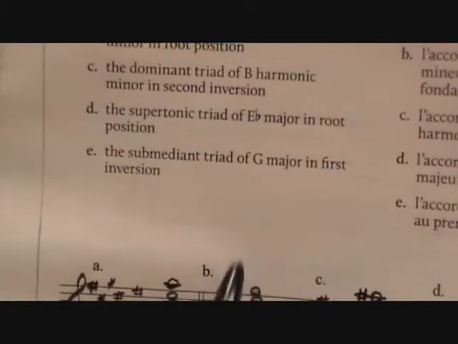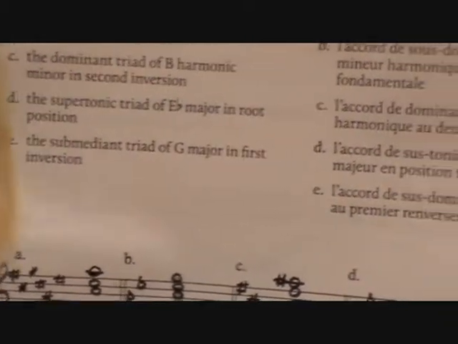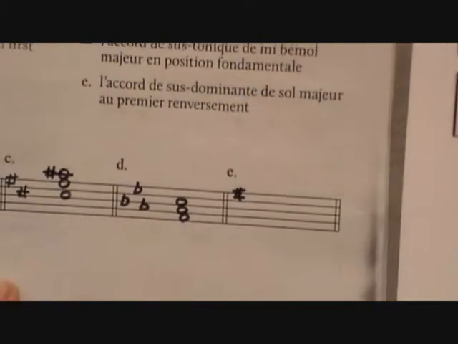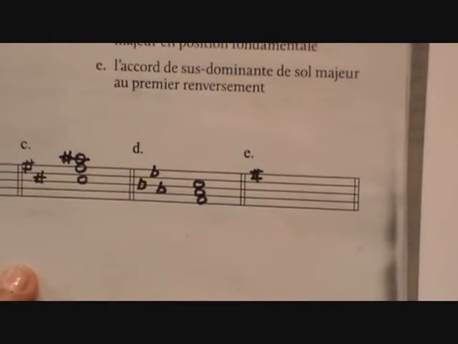The last question here: the submediant triad of G major in first inversion. All right, so G major. What's the key signature? F sharp. The submediant, who's the submediant of G? Submediant means the 6th.